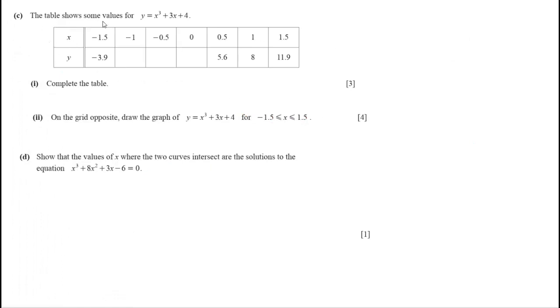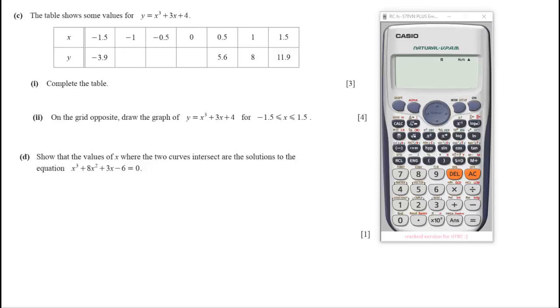The next part, the table shows some values of this function. So complete the table. Let me put values here. So -1: I will put -1 in x cubed, so 1, use brackets, (-1) cubed, and then plus 3x, plus 3, where for x we put -1, and then plus 4. So the answer is 0.